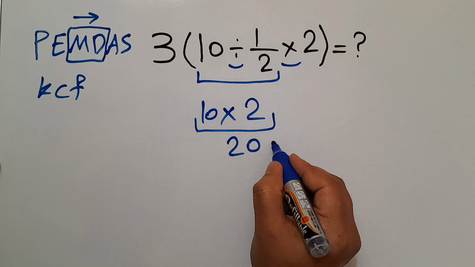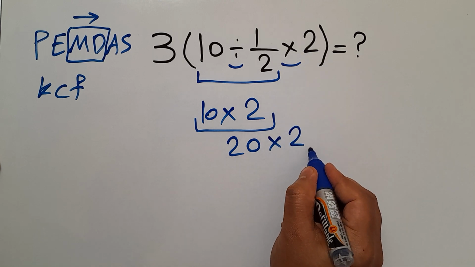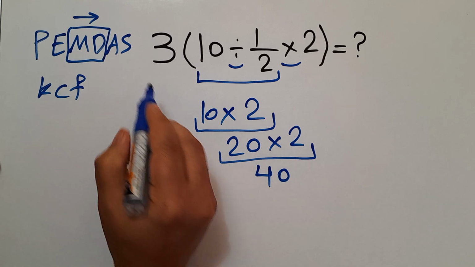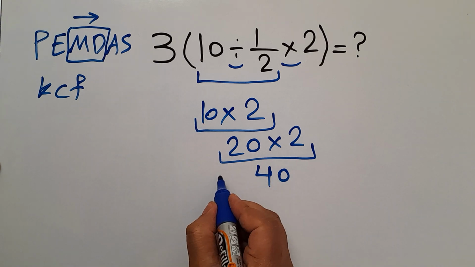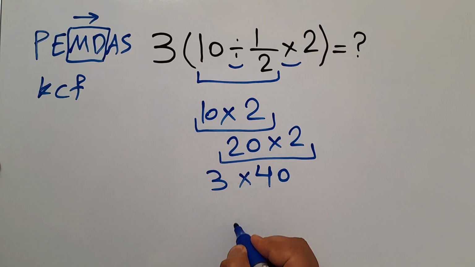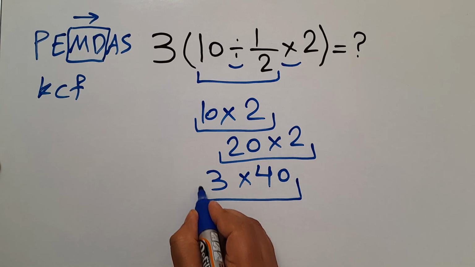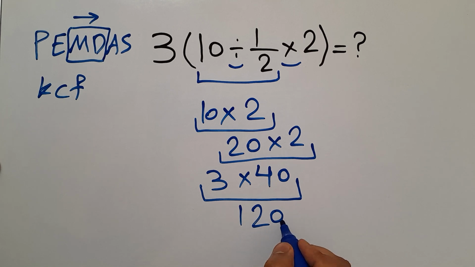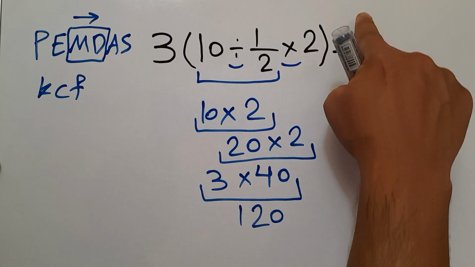20 times 2 equals 40. And 3 times 40 is equal to 120. So our final answer to this problem is 120.